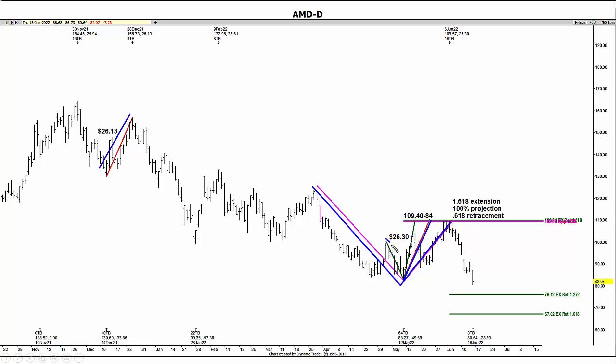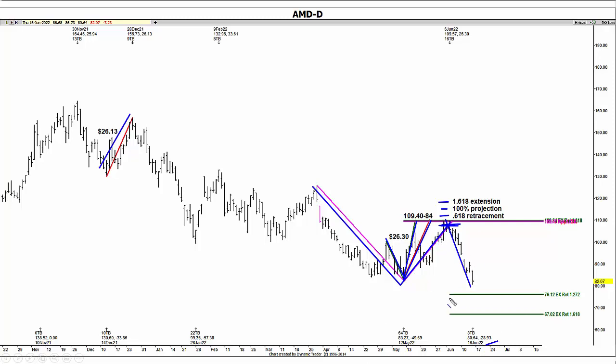And then we also had a 1618 extension of this high to this low. Okay, so the zone 109.40 to 84 area, which included symmetry, a 1618 extension, and a 618 retracement. There were some lower levels that came in lower, but once they cleared it, this is all we had left. So it held the zone, it triggered on the lower time frame chart on the short side, and as of the time that I took the snapshot, you had a decline of $28.93.